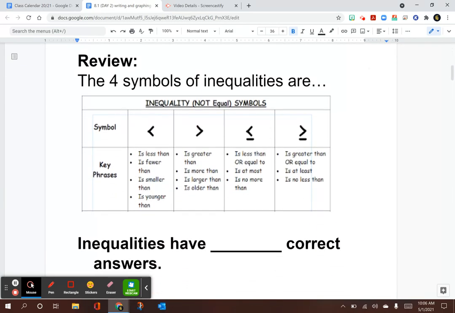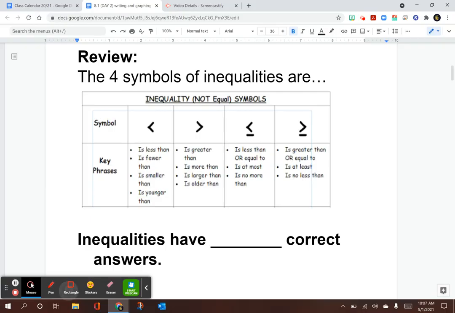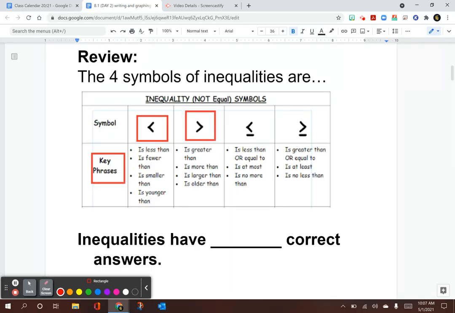Just to review, we've got 4 different symbols. Symbol number 1 is where we talk about less than. It uses all the key phrases below. Then we move on to the greater than. Then we move on to the less than or equal to option because it has that little part of an equal sign at the base of that less than. And our 4th symbol is the greater than with the equal to option. So notice that there's several different vocabulary words for each one.